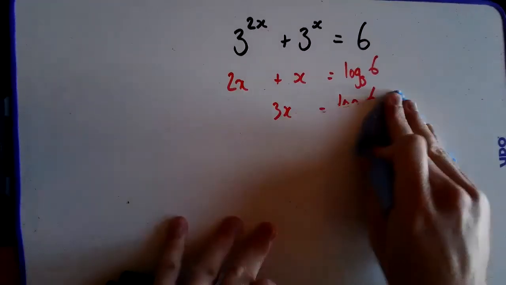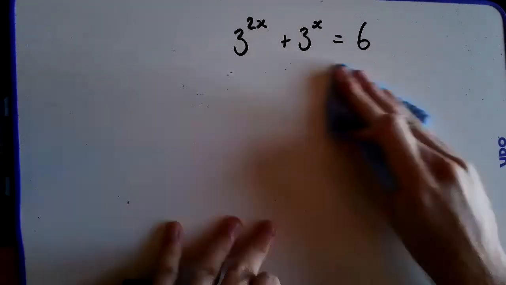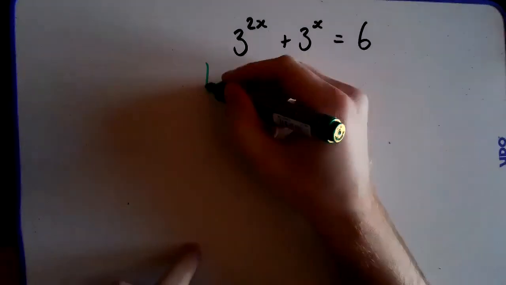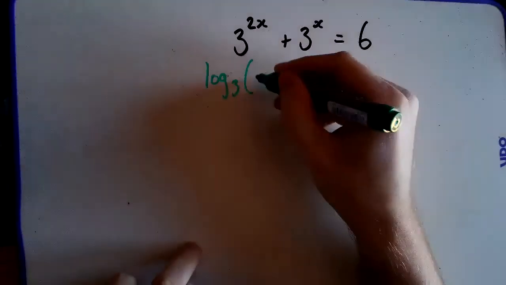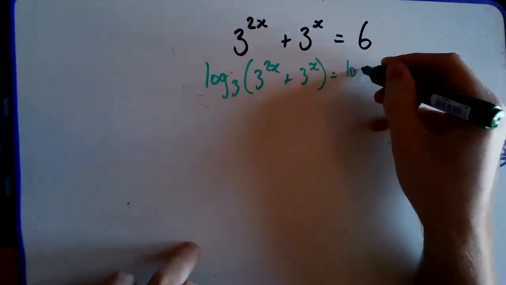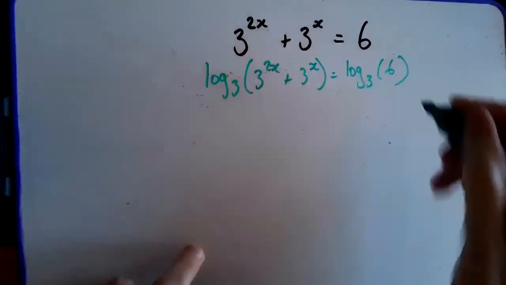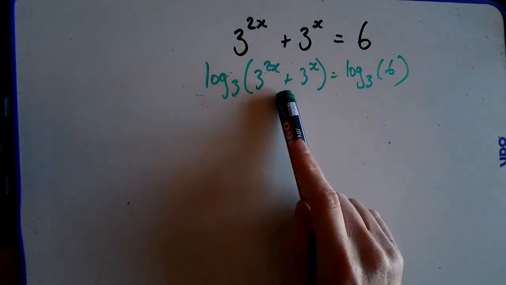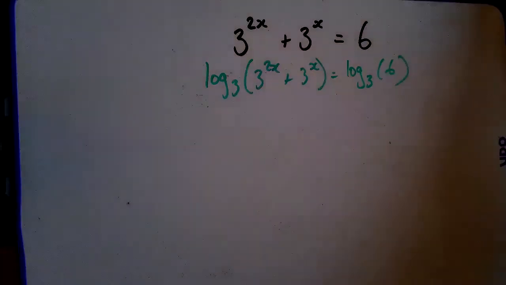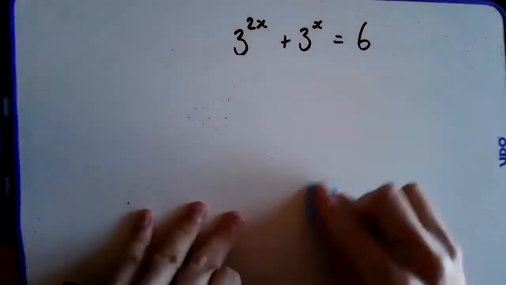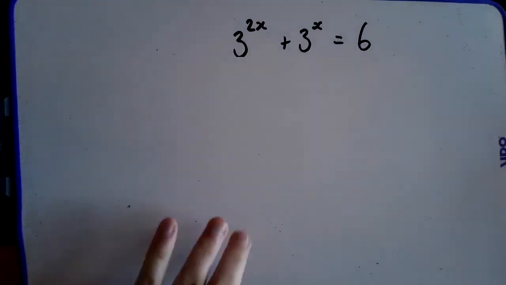Yeah, we can't do logs of terms separately. We can do logs of sides. So this is right, it's just not going to be helpful. I could do log 3 of this equals log 3 of this side. That's not helpful because there's no rules when there's a plus inside the log. So instead we need to be a bit clever. So logs are going to be involved, just not straight away.